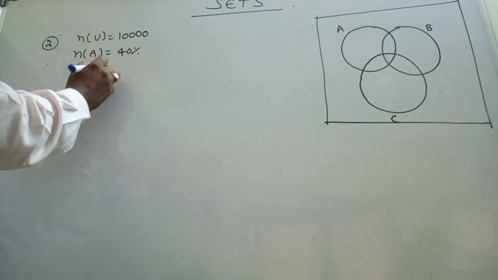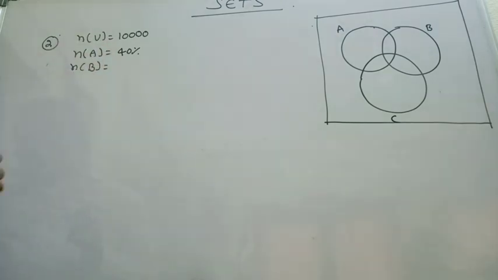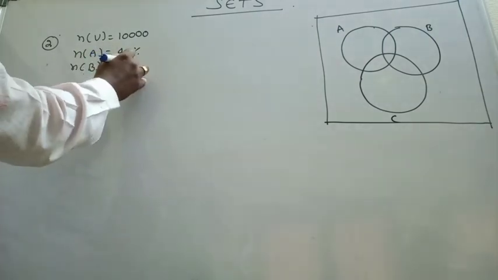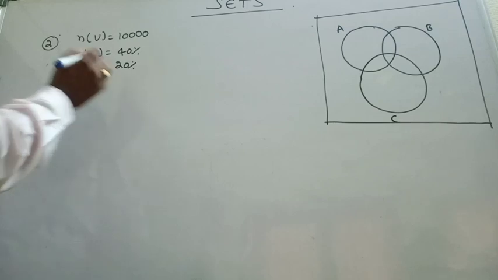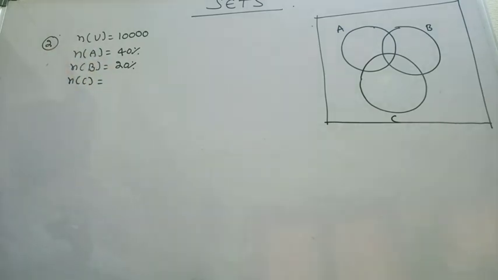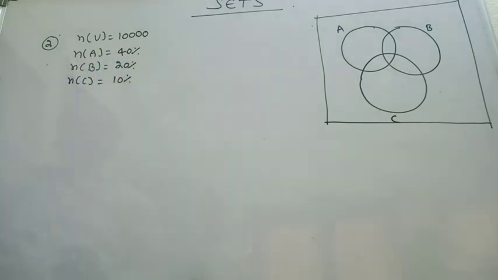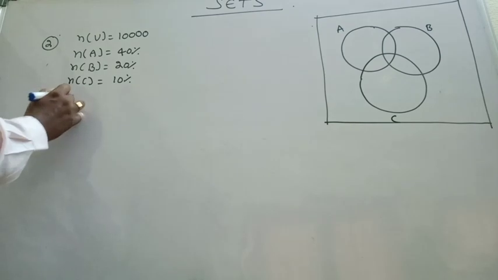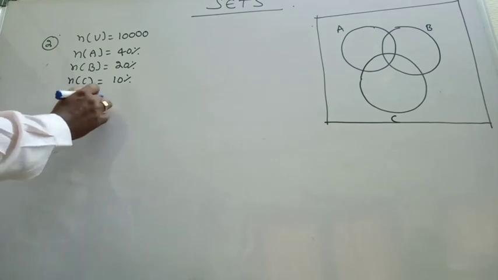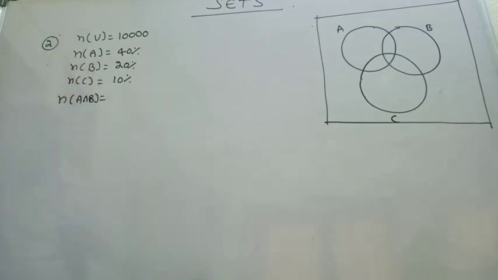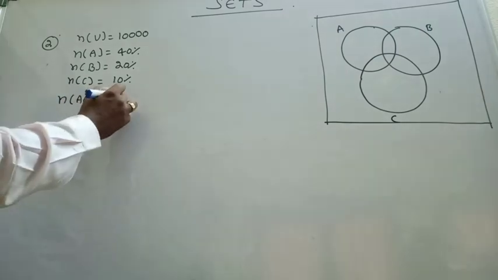N of B is equal to 20%, 20% of families buy newspaper B. N of C is equal to 10%, 10% buy paper C. Now 5% of families buy A and B. So n of A and B will give you 5%.